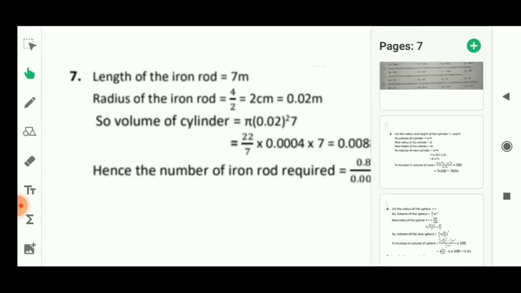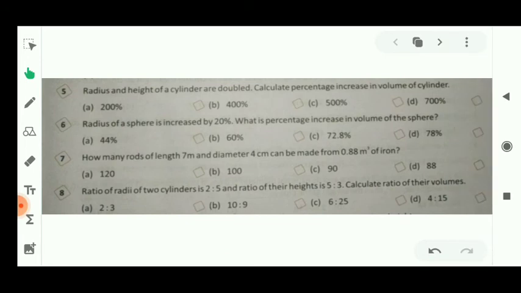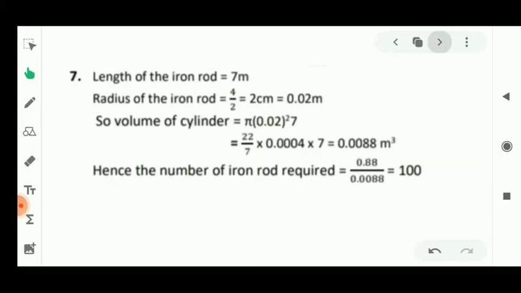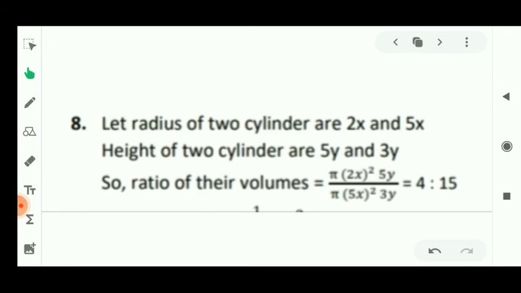Now students, let's see the question number 8. Ratio of radius of two cylinders is 2:5 and ratio of their height is also given, 5:3. Calculate ratio of their volumes. Let's see the solution students. Because the radius and height are given in ratio, firstly we will let the radius of two cylinders be 2x and 5x, and height of two cylinders be 5y and 3y.